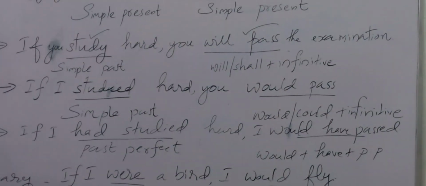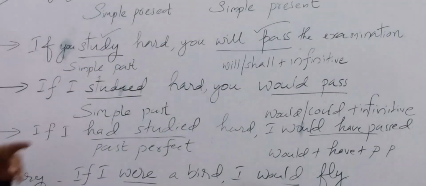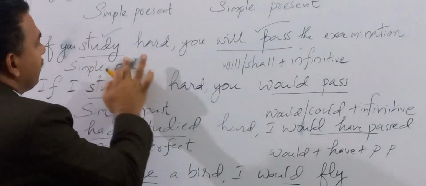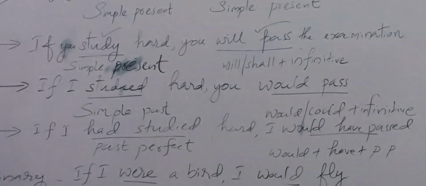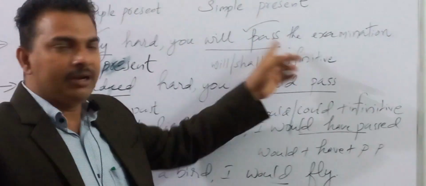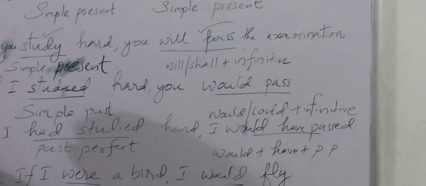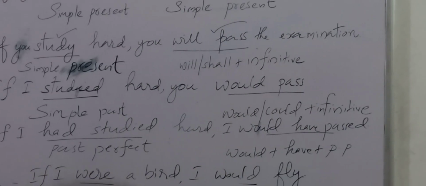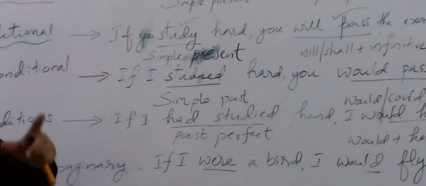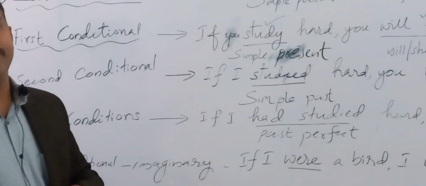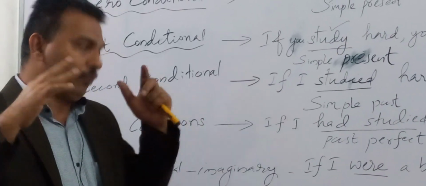All right. In the first conditional, in the if clause you have the simple present tense. Sorry, here it is not simple past, it is simple present tense. In the main clause you have simple future, will or shall plus the infinitive form of the verb. Here it is almost certain, or 70% likely to happen. It is probable: if this is the cause, that will be the result. Exceptions are there, but there is a little more surety, the possibility is there.